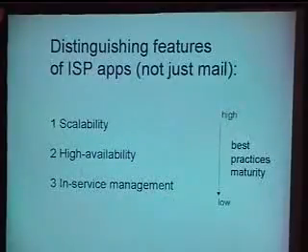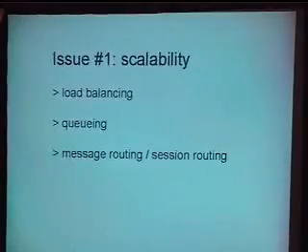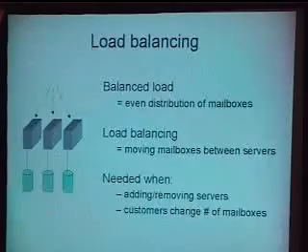Okay, so let's start with scalability. This is the first slide again. Scalability for an architecture like that, we can divide into 3 problem areas basically. Load balancing, and you'll see what I mean with load balancing in this case. Queuing, mail queuing, and message routing for SMTP, and session routing for either POP or IMAP, depending on how you read your mail. So, start with load balancing.